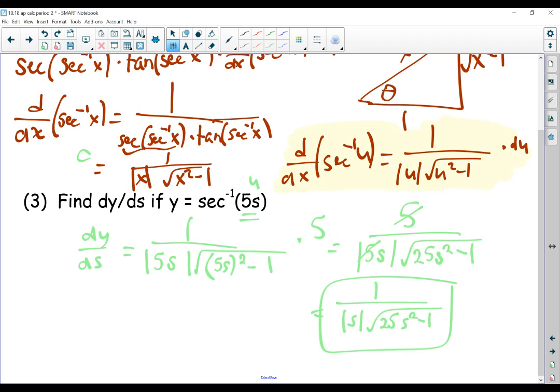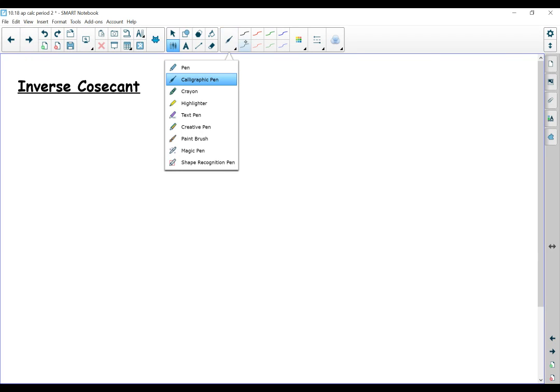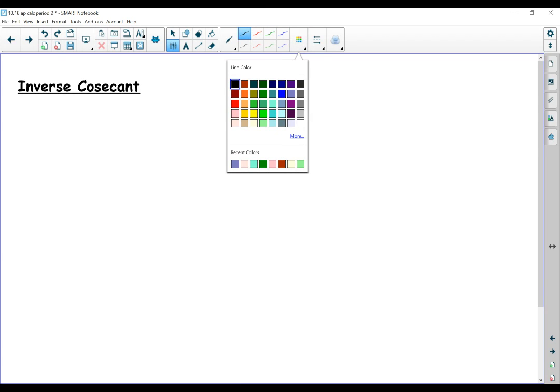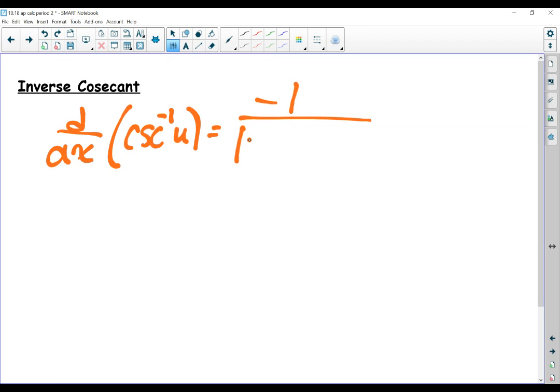Now, inverse cosecant. And again, I'm not going to go ahead. We've done derivations and proven 5 out of 6 of these. I'm okay with us just saying at this point that the derivative of the inverse cosecant of u is -1 over the absolute value of u times the square root of u squared minus 1, times du. Okay, so I'm okay with that at this point. And those are your 6 inverse trig functions.